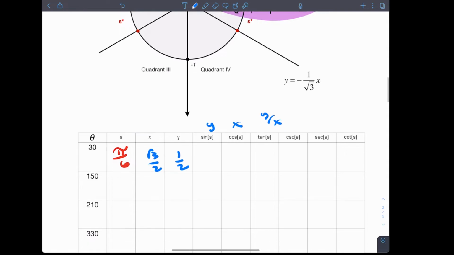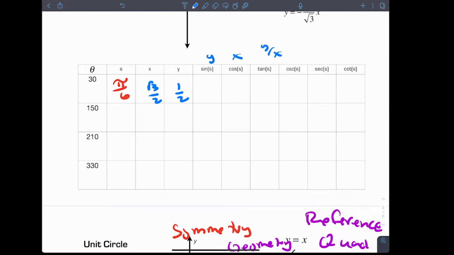Tangent was Y over X. So what's the y coordinate? This is 1/2. And what is this? Square root of 3 over 2. What's tangent? You're going to have to do some arithmetic with tangent, aren't you? What do I mean? What do you guys think? What do I got to do? This tangent is 1/2 divided by square root of 3 over 2.